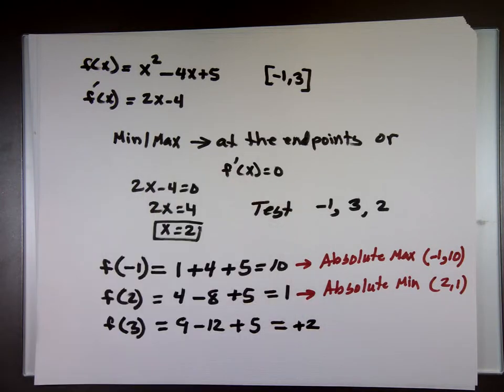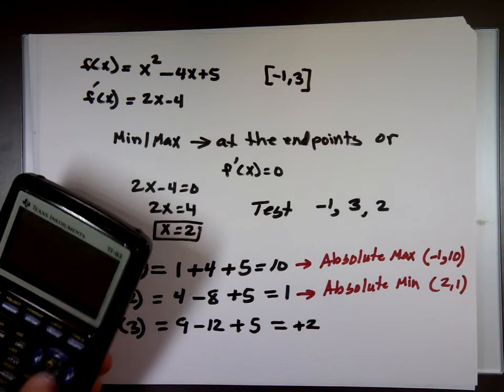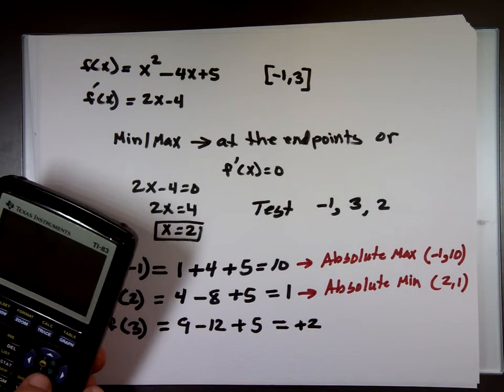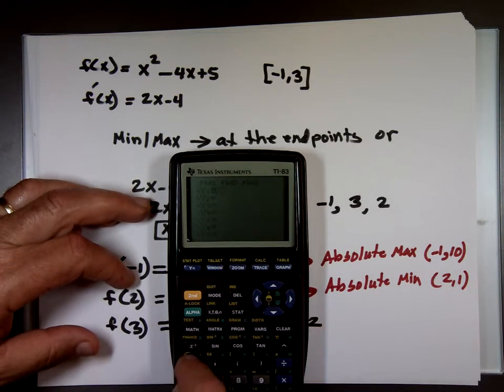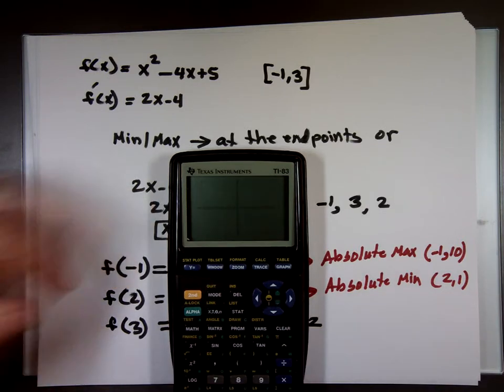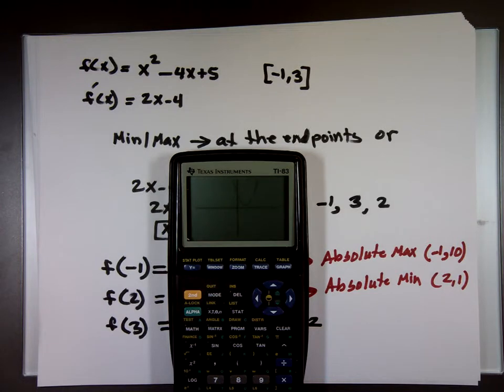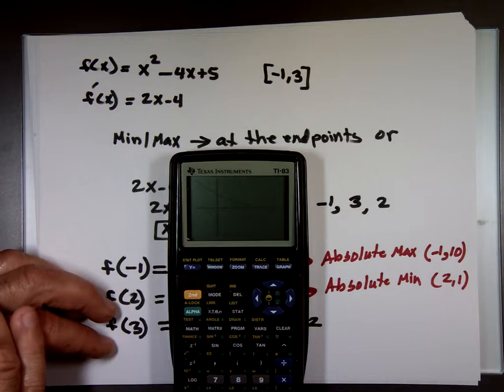If I graph this on my calculator, let's see if it agrees with us. I'm going to change the window here, minus 10 to 10, so I get to see it going to 10. Let me clear that. And let's graph that. x squared minus 4x plus 5. Graph it. x goes from minus 1 to 3. Let me zoom in on that window. X min minus 1 to 3.